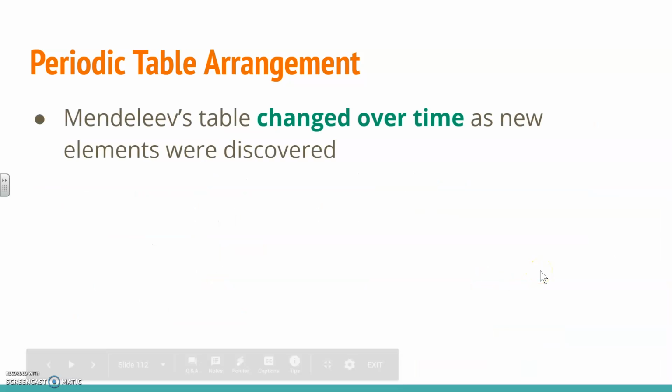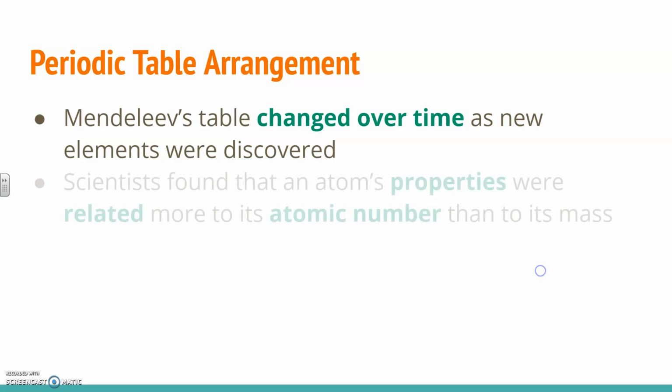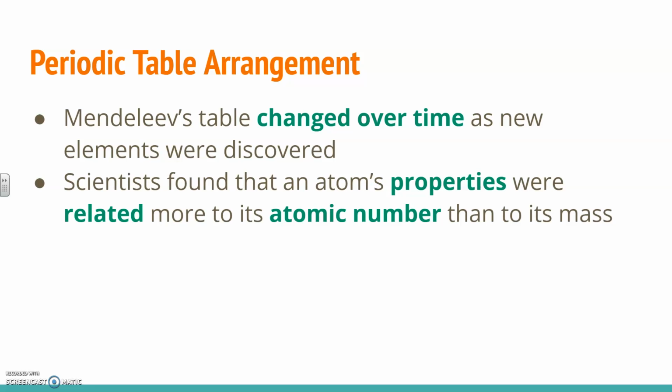So his table did change over time, as I kind of told you on the last slide. As new elements were discovered, he also found that the atom's properties were related more to its atomic number than to its mass. So that's what I was talking about on that last slide. Mendeleev, all he had to work with, or one of the more important things he had to work with, was the mass. He could very easily find a teeny tiny scale and find a teeny tiny atom and put it on the teeny tiny scale. And then he could look at the number and call it a day.